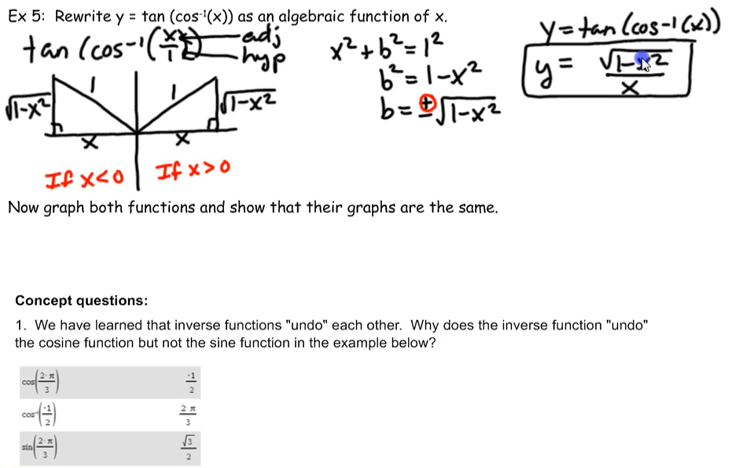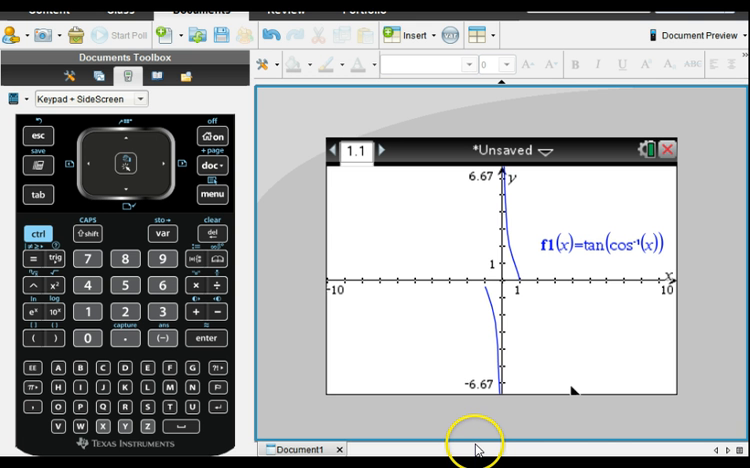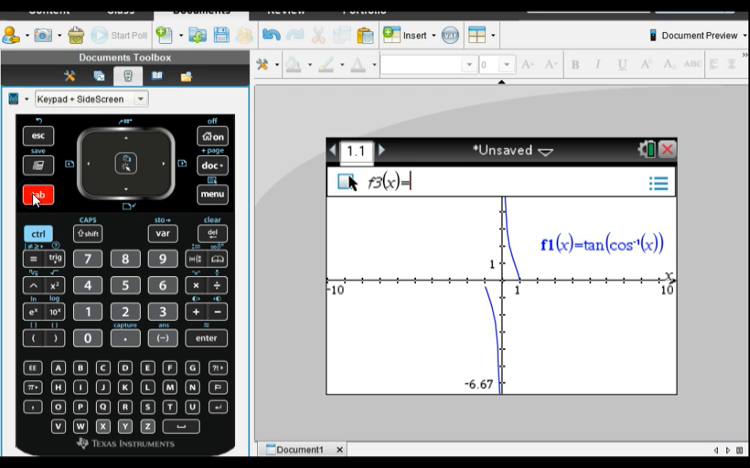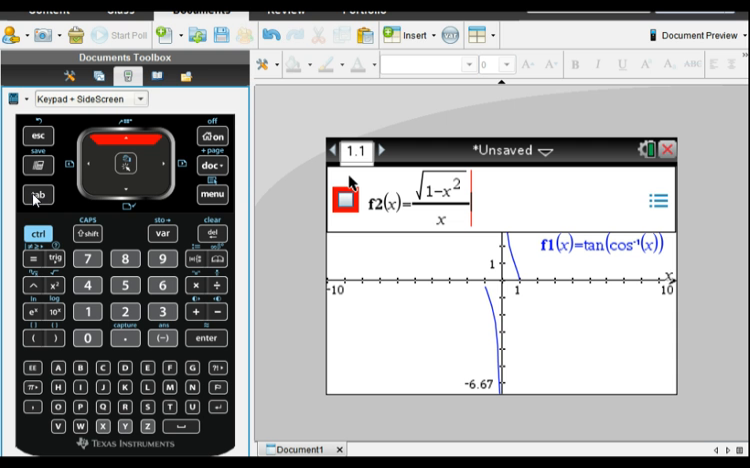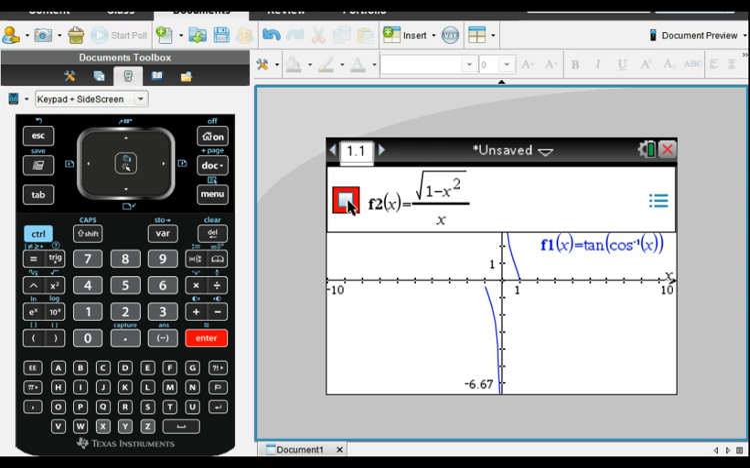But how do we even know that these are the same thing? We're going to actually graph them and show that their graphs are the same. You can see here I have graphed tangent of inverse cosine of x, and it's kind of an odd looking graph. Now the question is, is the graph of the other function exactly the same as this one? So I've actually already typed in the other function. Here's our function that we found. I unchecked it so it wouldn't show, but I'm going to check it now so it shows and push enter.